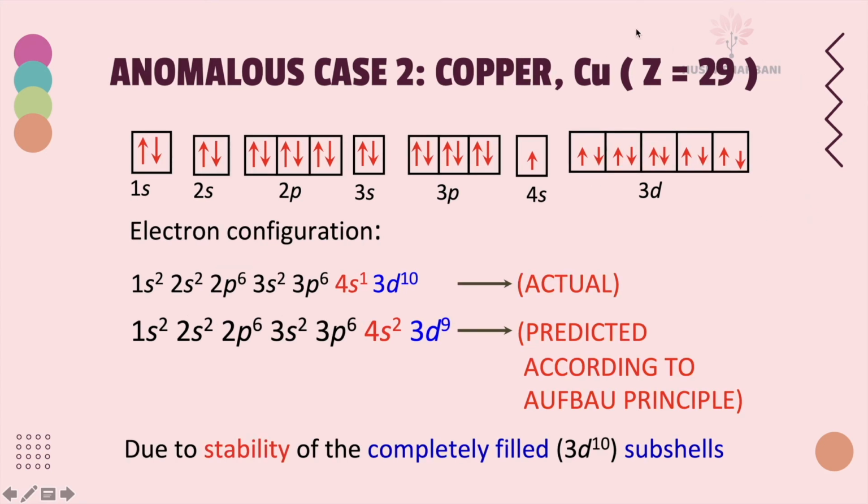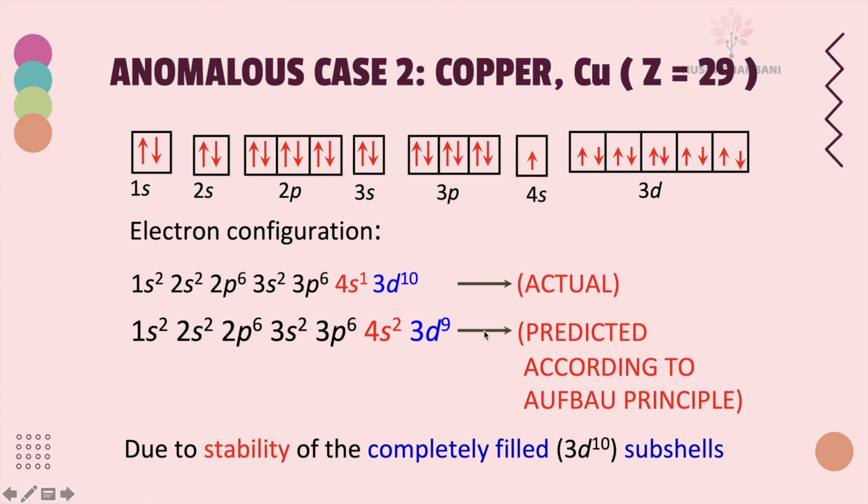Second anomalous case, copper. Proton number 29, electron number 29. This is the orbital diagram. The one that we predict, as usual, we must put the electron in 4s first because empty 4s has lower energy than empty 3d. So we put the electron in 4s first, then we can put in 3d. That's what we predict according to the Aufbau principle.